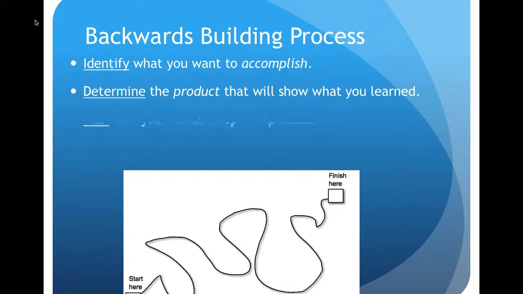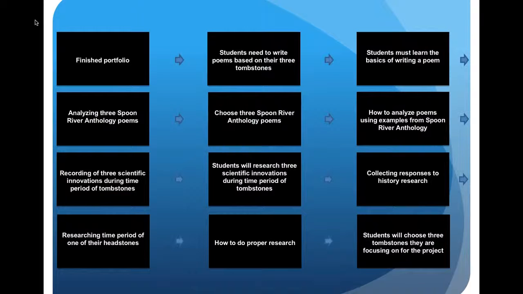You identify what you accomplished, determine the product, and plan. So it will go directly from start to finish. So this is kind of what this looked like. If I started with my finished portfolio, I figure out exactly what I have to do before that. Students need to write their poems before they can turn in their final product. But before they can do that, they have to learn the basics of writing a poem. In order to learn that, they are going to analyze Spoon River Anthology poems, 3 that they choose. And of course, before they can do that, they have to choose.